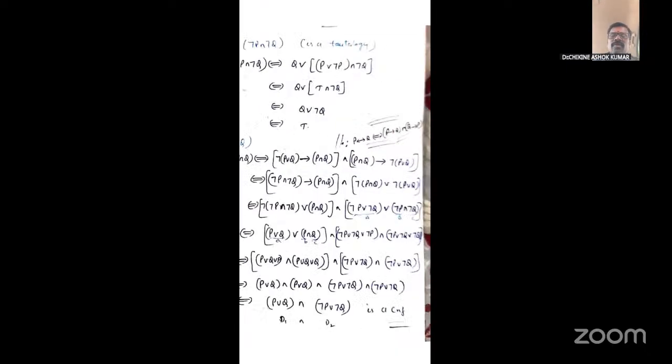So what is our question? Negation of P union Q double implies P intersection Q. For this problem, to get the simplification, I am going to use the P double implies Q formula. What is the P double implies Q formula? I have written here: P implies Q intersection Q implies P. Is it clear? P double implies Q formula is P implies Q intersection Q implies P.